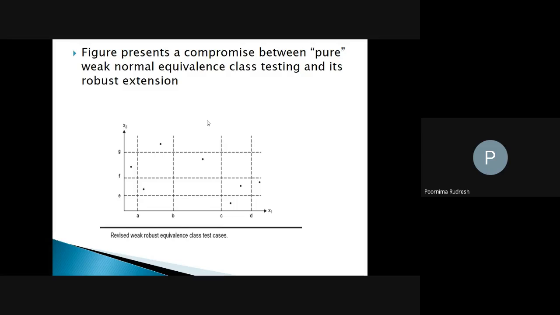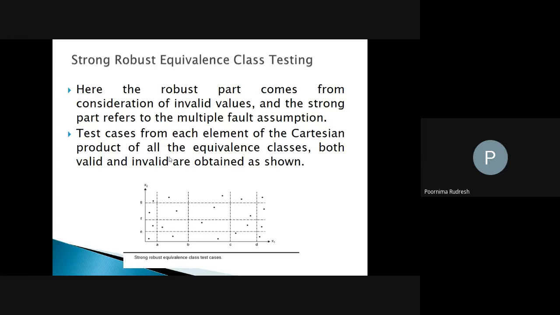Then we can have a compromise between the pure weak normal equivalence class testing and its robust extension. See here, this is the revised weak robust equivalence class test cases. Here we have the valid test cases, along with that we are considering the invalid one, and when we consider the invalid one, we need to define the ranges. So this is the revised weak robust equivalence class testing. Next we have the strong robust equivalence class testing. Then what is the difference between weak robust and strong robust?